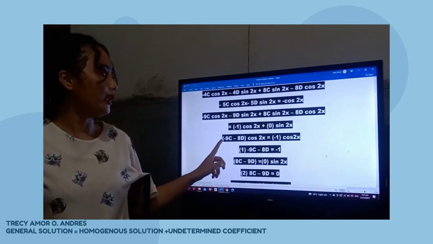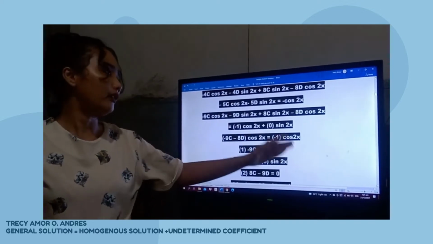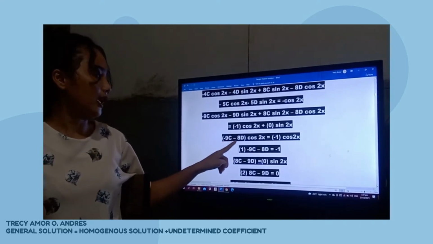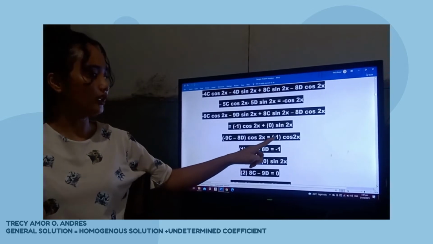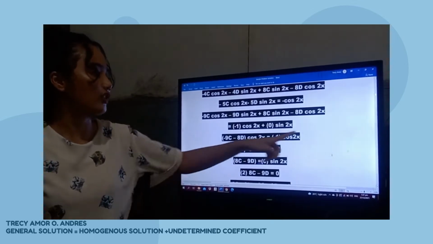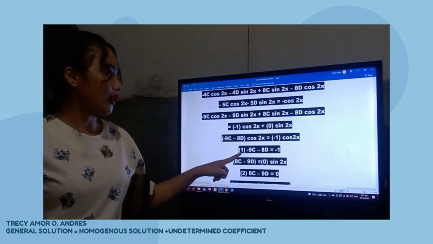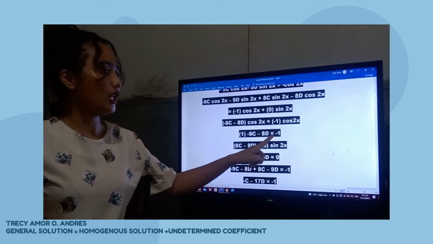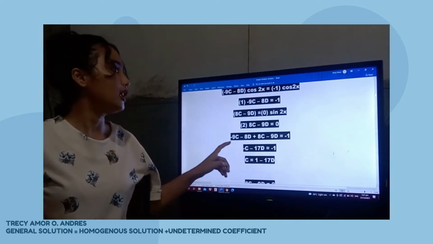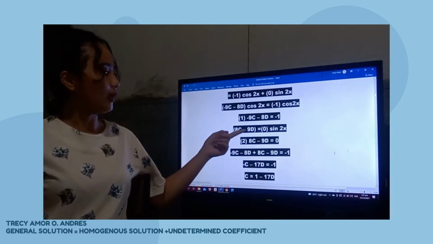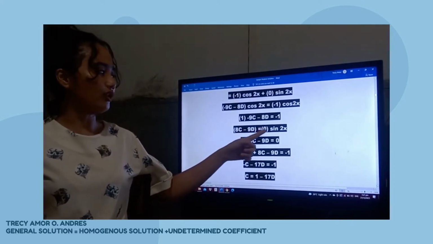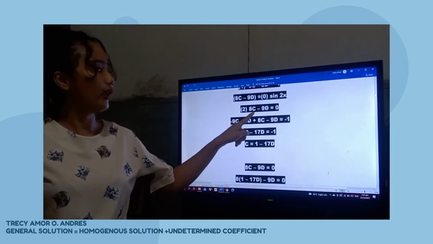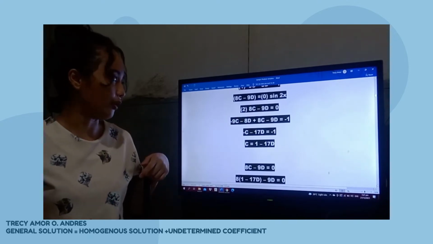Same as earlier, we will equate the like terms from the left side and right side of this equation. So from here, we have negative 9c minus 8d cos 2x equal to negative 1 cos 2x. Since the cos 2x will just be cancelled, we are left with negative 9c minus 8d equal to negative 1 as equation 1. And we have 8c minus 9d sine 2x is equal to 0 sine 2x, and sine 2x will just be cancelled. So, for equation 2, we have now 8c minus 9d is equal to 0.